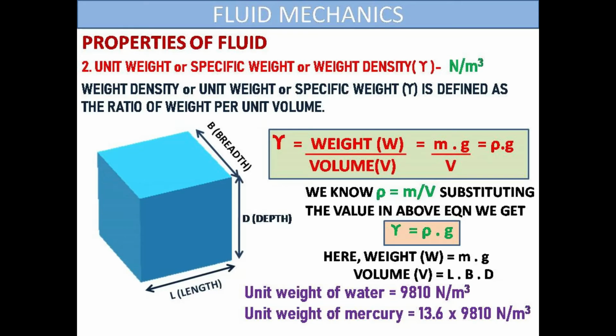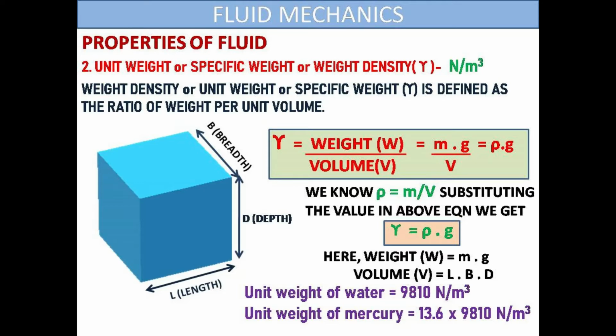Property 2. Unit weight. Unit weight is also called as specific weight or weight density. Unit weight is denoted with gamma. Unit weight is defined as the weight of the fluid per unit volume. Gamma is equal to weight, W, by volume, V.